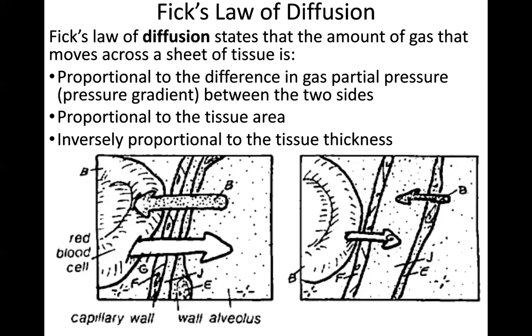This is what can happen in diseased lungs. What we call pulmonary edema is swelling in the lungs. A little bit of fluid can get in those spaces between the two membranes, and thus the distance to go into the blood or out of the blood becomes significantly higher. It's a bigger distance. And since it's inversely proportional, the higher the thickness, the less diffusion can occur.